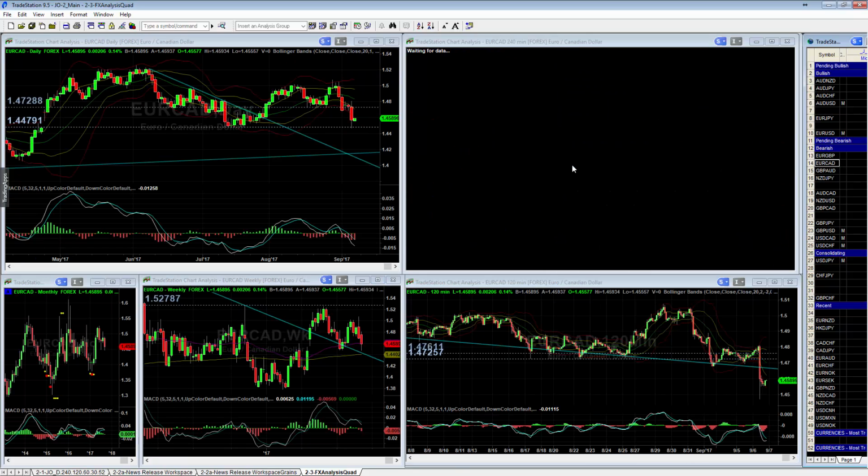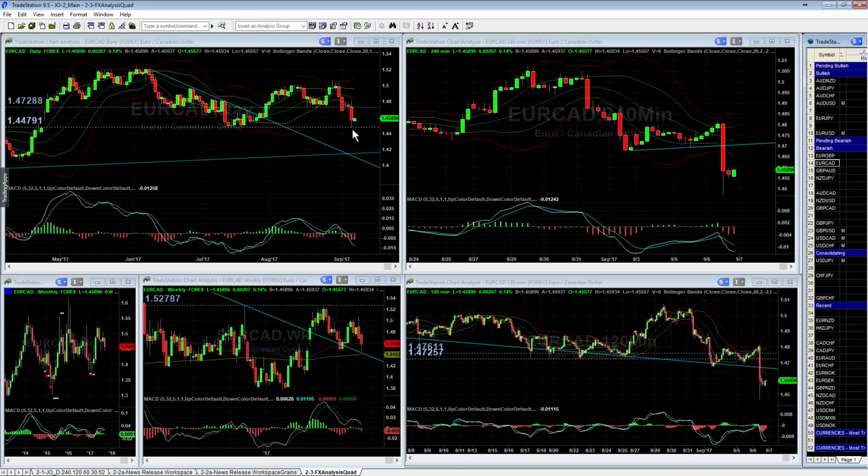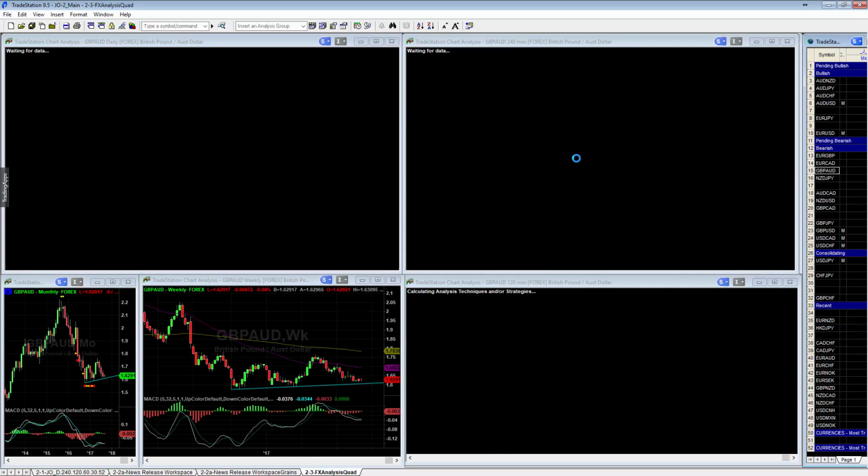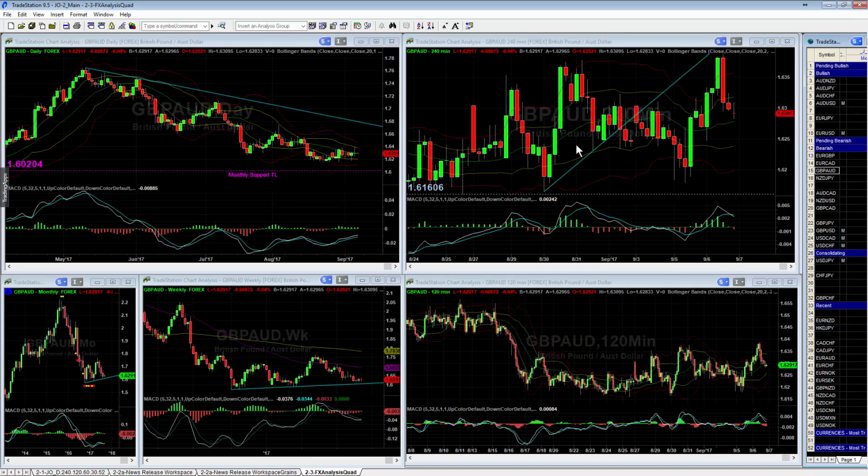For the euro loonie, you can see we came down and just barely touched this previous swing low here. We can see that move was significant, breaking through this support line that we mentioned previously. For the pound Aussie, you can see we're still watching for the break on the monthly support, this trend line right here, and we've drawn in this line at about 1.60204.